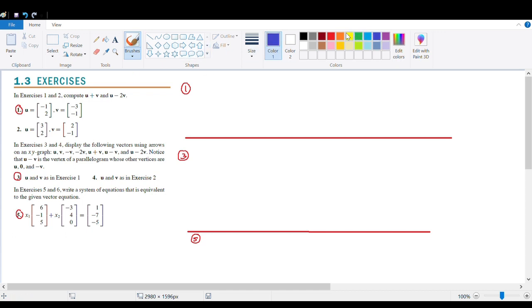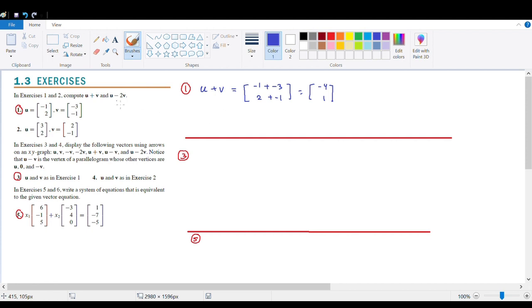In exercise 1, compute u plus v and u minus v. So for u plus v, that means we need to add minus 1, minus 3. So minus 1 plus minus 3, then 2 plus minus 1. This will give us minus 4 and 1. So this is u plus v.